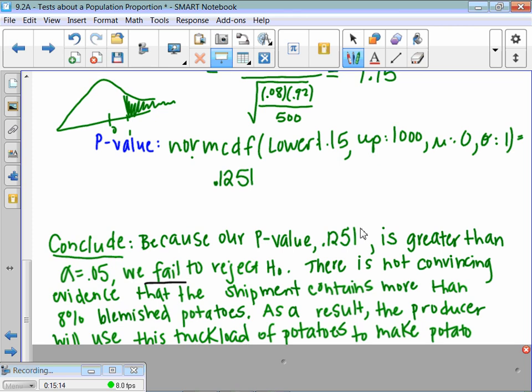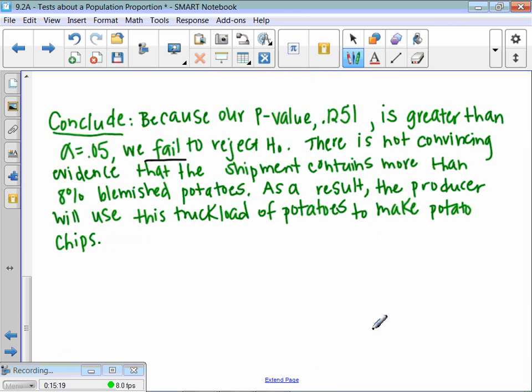So there is not convincing evidence that the shipment contains more than 8% blemished potatoes. As a result, the producer will use this truckload of potatoes to make potato chips.